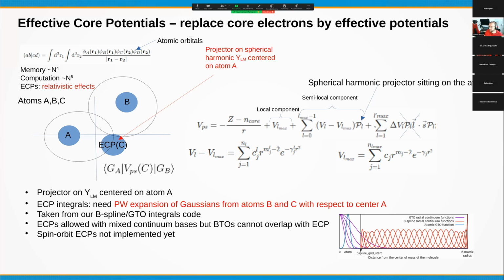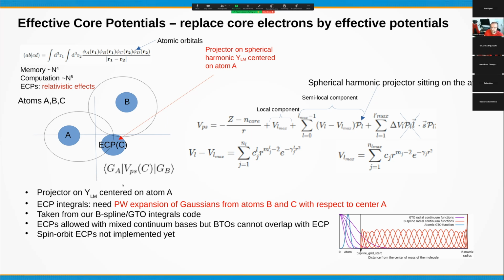So these ECPs have the following form. The first part is basically the standard, let's say, nuclear repulsion contribution to the one electron Hamiltonian, and then we have contributions of these pseudopotentials, which replace the core electrons. There is a local component and a so-called semi-local component. The local component is a simple spherically symmetric potential around the center of the atom, which is parametrized using some Gaussians. And the semi-local component is a potential which again in its radial part is represented by Gaussians, but it includes this spherical harmonic projector which is sitting on the atom.